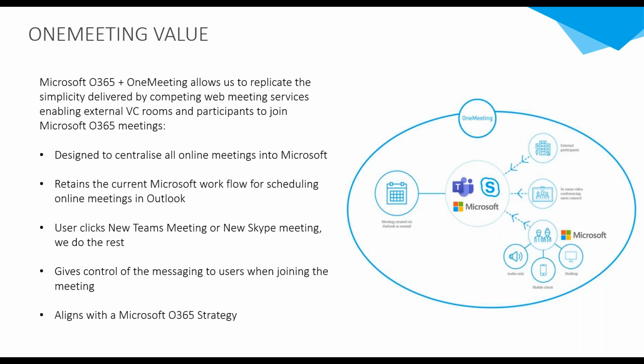And again, what that allows you to do is give control to the user to control the messaging that goes out to people when they schedule it. So if they know they're going to plan to use a video meeting room, they can put details of that when they schedule the meeting. But ultimately, they don't have to know about it to schedule a meeting that allows them to integrate those video meeting rooms.